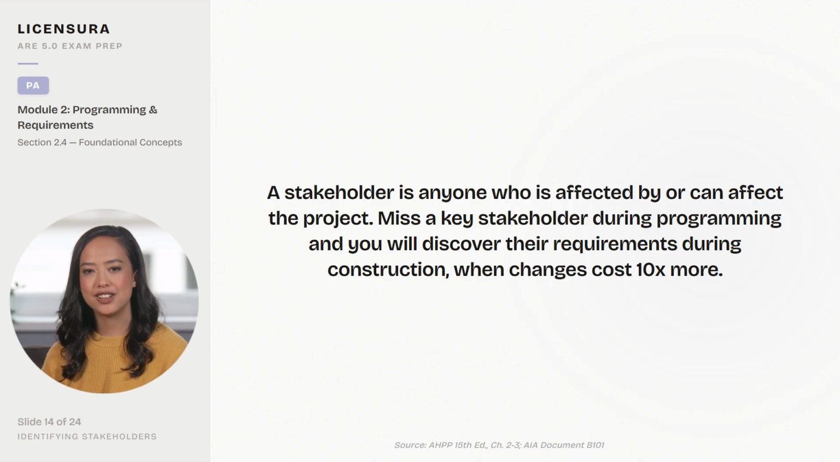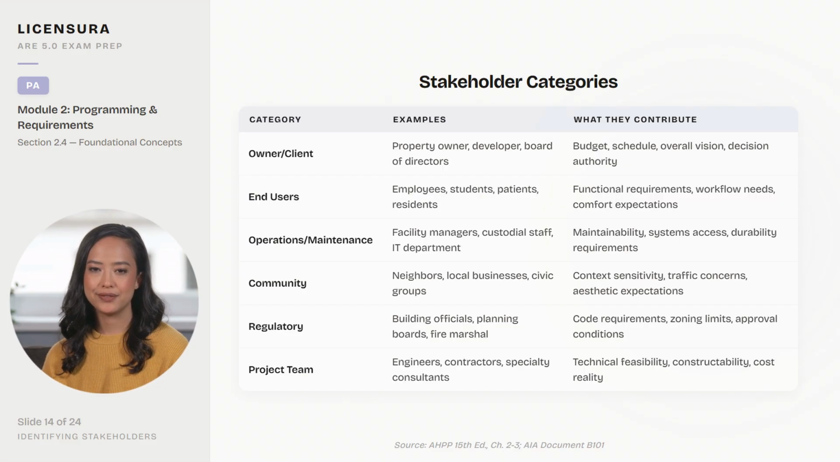A stakeholder is anyone who is affected by or can affect the project. Miss a key stakeholder during programming, and you will discover their requirements during construction, when changes cost 10x more. The ARE tests your ability to identify and prioritize stakeholders. The Stakeholder Categories table identifies 6 groups that contribute different types of information to the program.